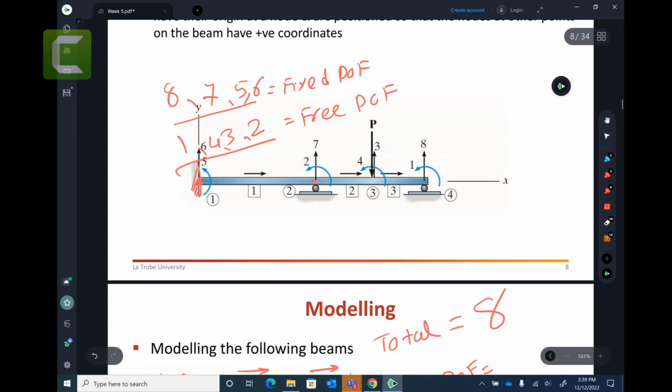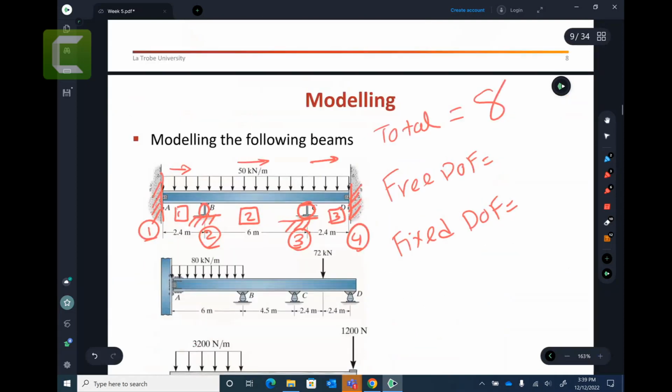Fixed meaning this point is restricted. This point is not able to go up. This point cannot be rotated. That's the fixed support. Roller supports meaning it can rotate, but it cannot go up and down. So help me out here. What is your suggestion? Because total 8, out of 8, how many free degrees of freedom and how many fixed degrees of freedom?